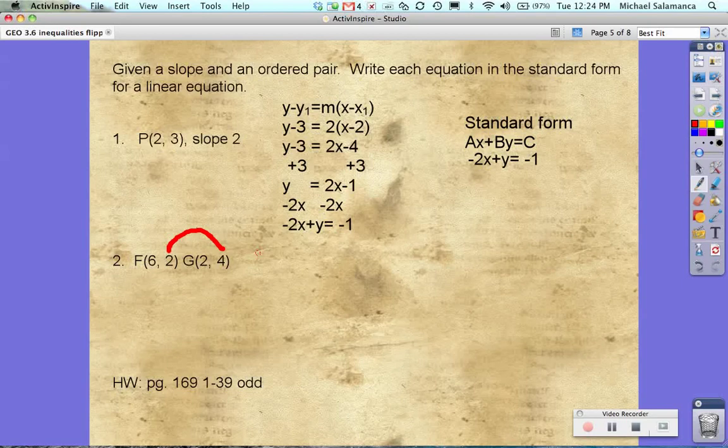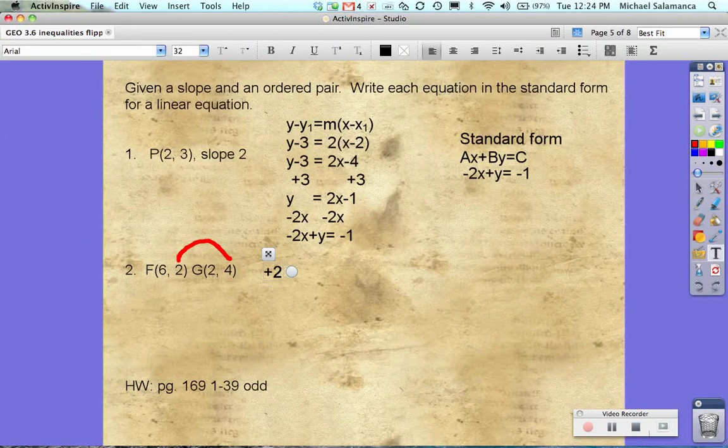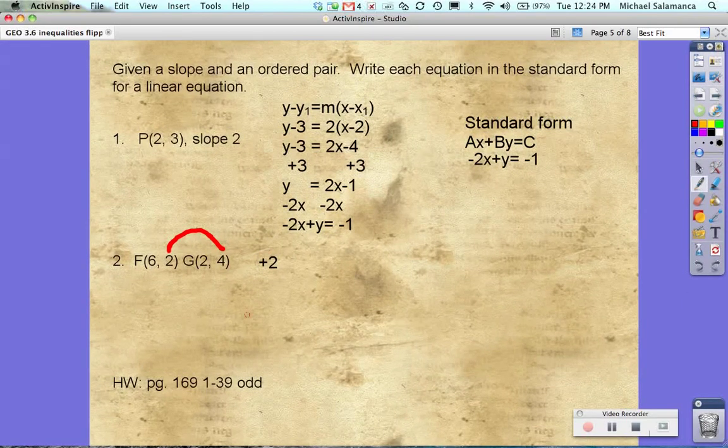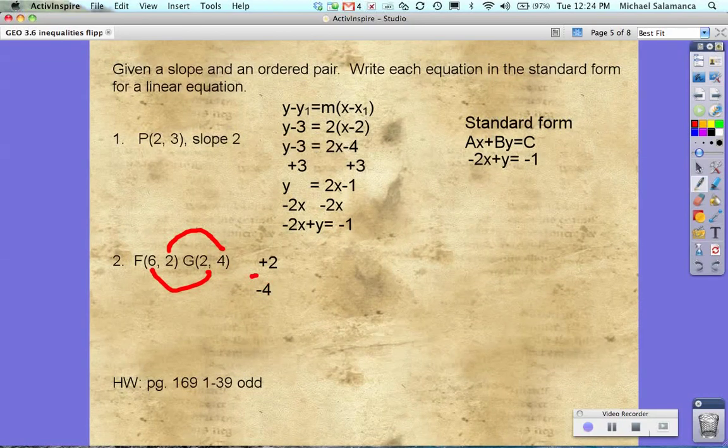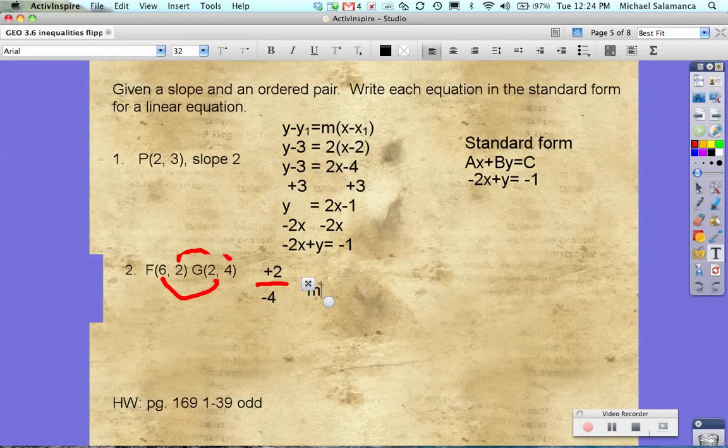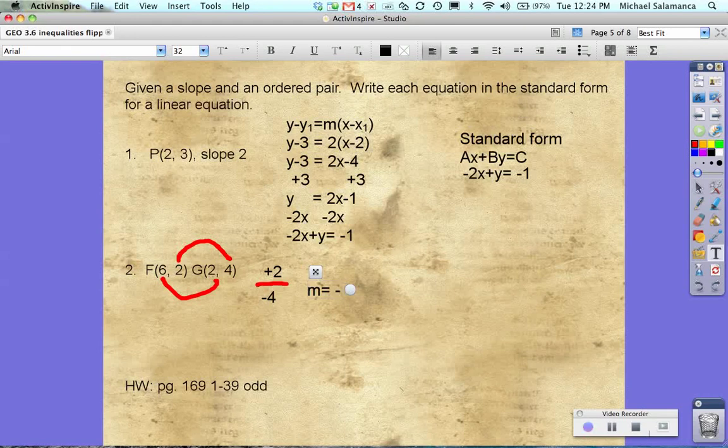So from 2 to 4, we added 2. And for the x's, which we always do on the bottom, 6 to 2, we actually have to subtract 4. So our slope is actually equal to negative 2/4 or negative 1/2. At this point, it's the same as example 1.